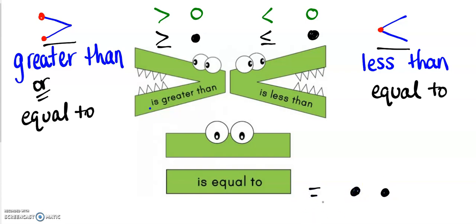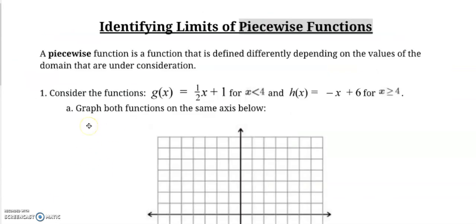So that's my little reminder on those symbols, which we are going to need because we are going to be graphing pieces of functions. That's what a piecewise function is. It is pieces of separate functions put together. Why is it called a function? Because at no point in time does the function have two different values. That means two different outputs for one input.